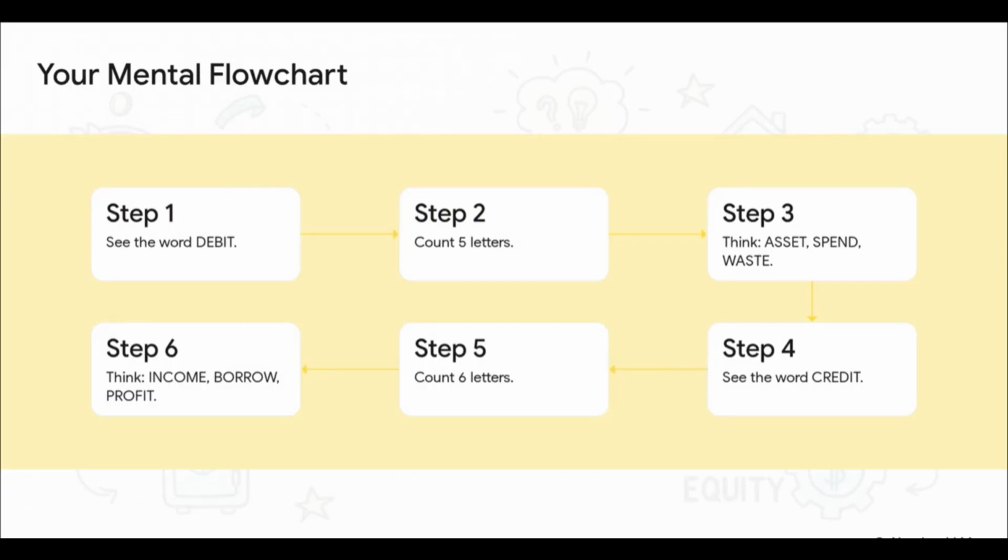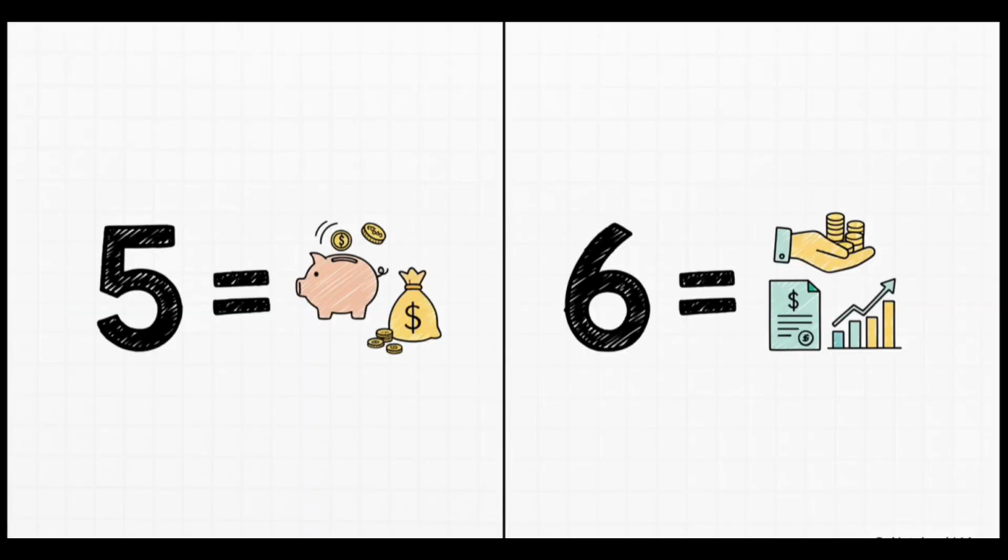So, from now on, this is your new mental flowchart. You see the word debit, you immediately count 5 letters in your head, and your brain connects it to asset, spend, and waste. Then, you see credit, you count 6 letters, and you instantly link it to income, borrow, and profit. So if you remember nothing else from this entire explainer, just remember this. 5 equals 5, and 6 equals 6. That's it. That's the core of the trick, and it's all you need to keep debits and credits straight forever.